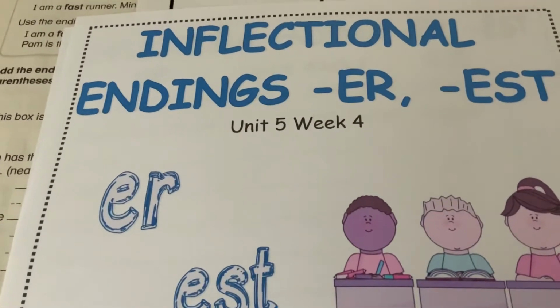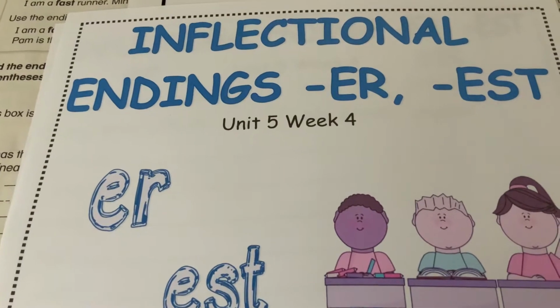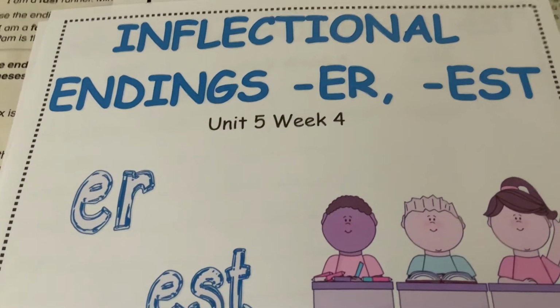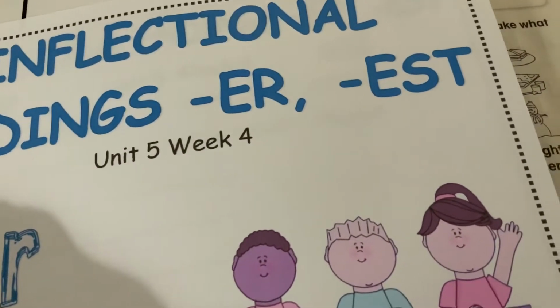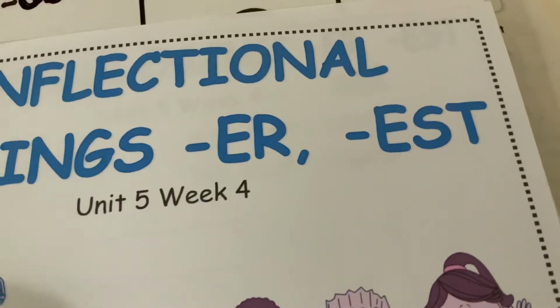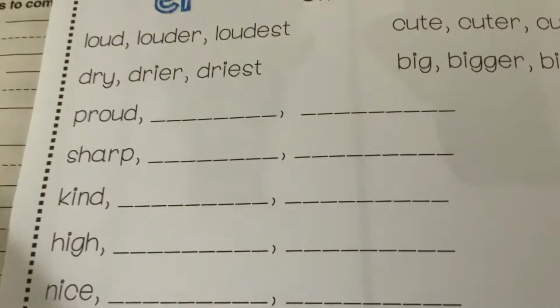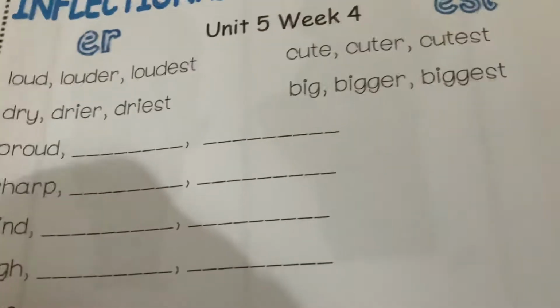Okay, also in Unit 5, Week 4, we're talking about inflectional endings again, the ER, the EST, that we can add to the end of the word to compare. So we're talking about the ER and the EST as words that compare. So let's look first at this page.